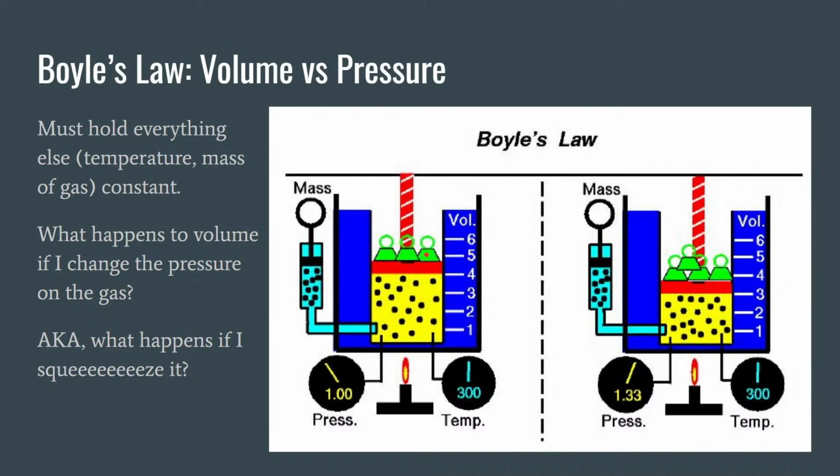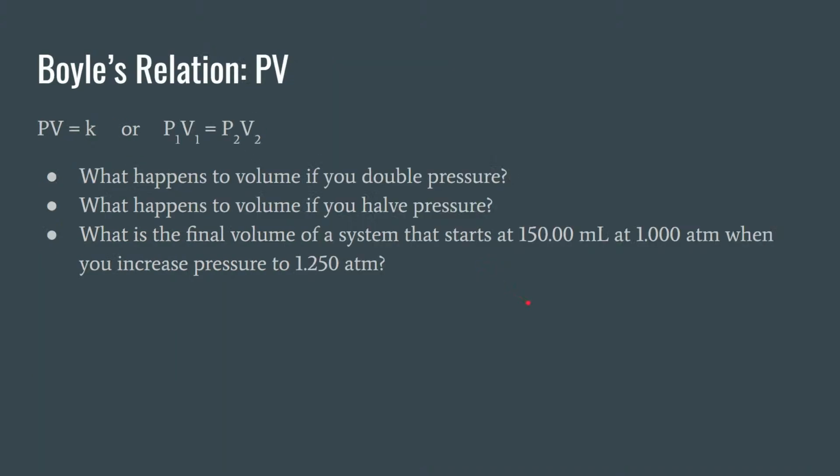Here they're using weights on top of a piston. That works just fine. And watch what happens to the volume. As you might guess, if you squeeze the gas, the volume's going to go down. If you decrease the pressure, the volume's going to go up. More pressure, lower volume. Less pressure, higher volume. So, what Boyle found in particular was that the product of pressure and volume is constant.